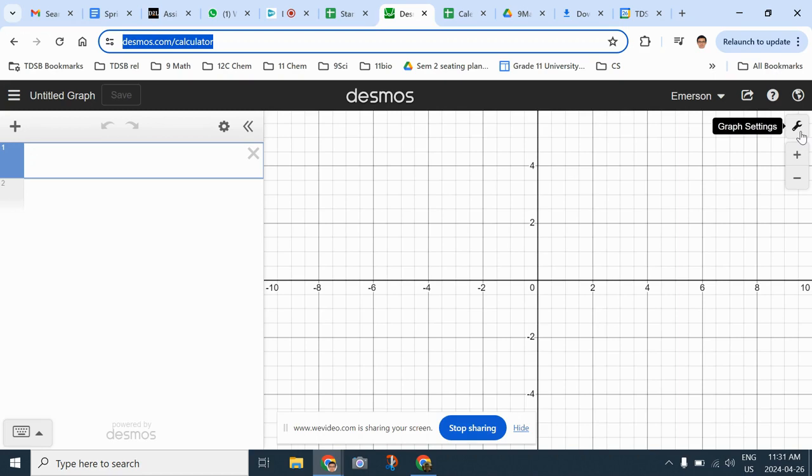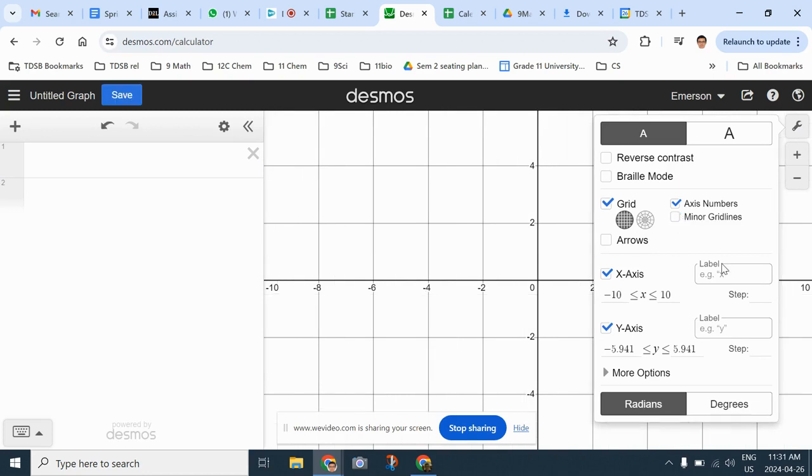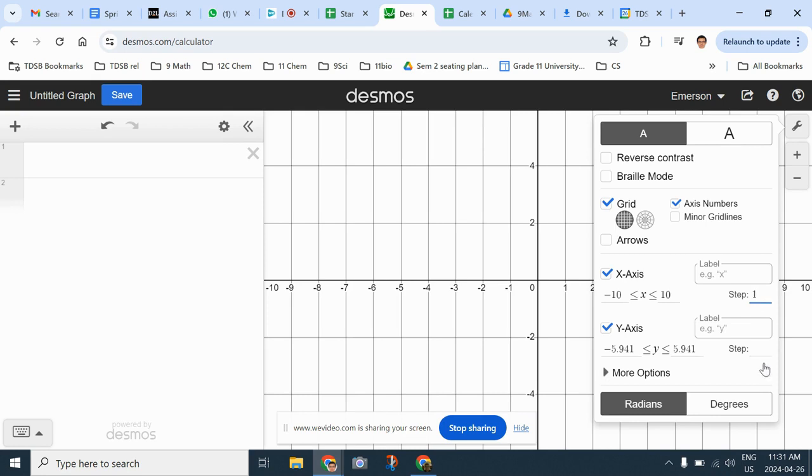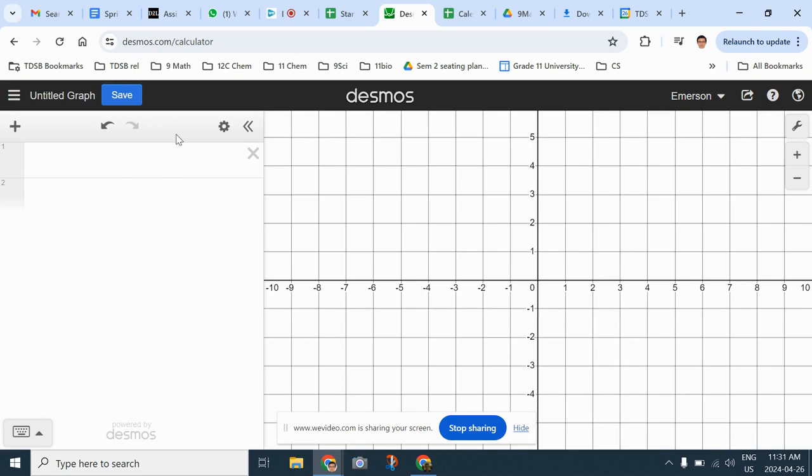Now, if you look at the instruction right before you start activity one, it says tap on the wrench on the upper right corner to change the following settings. So I clicked that. Shut off the minor grid line, but put in step one and step one for X and Y axes. Okay, so that's what I did. And on step one of activity one, they say type the equation y equals 3x plus b. And now the option of adding the slider for b is here.